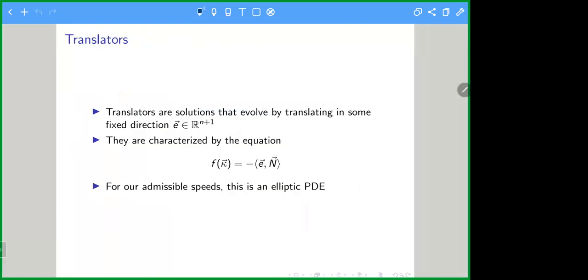So now, the next thing is I want to study the situation of translators in these speeds, right? So just for completeness, I'll define what a translator is. So here's your ambient space R^(n+1), and let's say M is a shape. We call it a translator if at future times it just looks like a translated copy of itself.